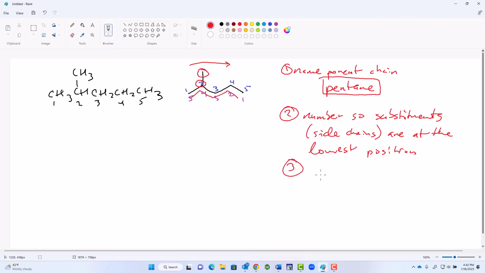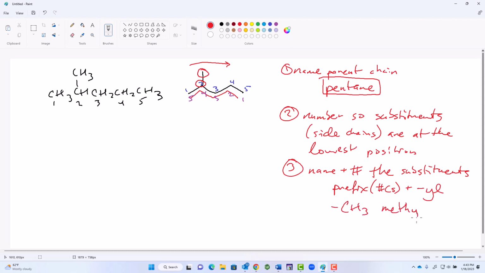The third step is we name and number the substituents. So substituents, especially in particular alkyl or alkane chains, so this is going to be a CH3, are going to be the prefix for how many carbons plus YL. So in this case, a CH3 group is going to be meth because it's 1 carbon plus YL, so we have methyl. And since it's at the 2 position, we would call this a 2-methyl carbon chain.